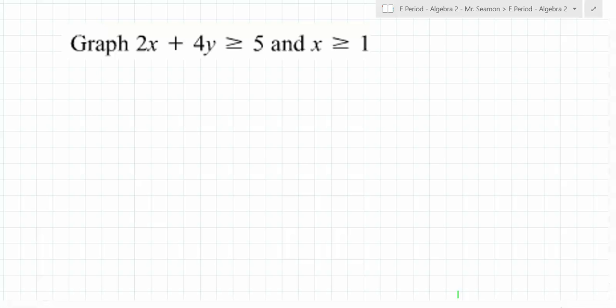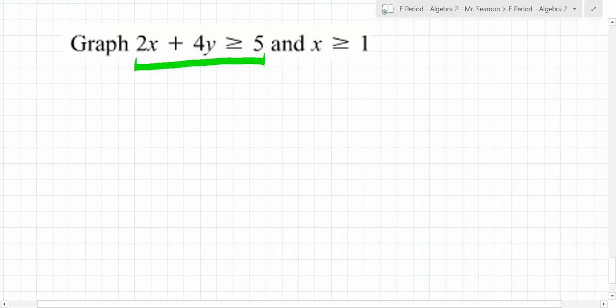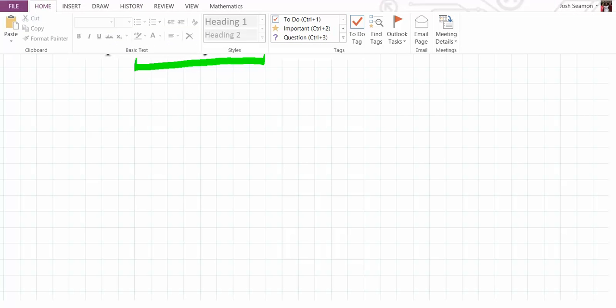There's two things here, so you're going to graph one of them, and let's do this together. What form is this in right here? It's kind of like a standard form, so what should we find?